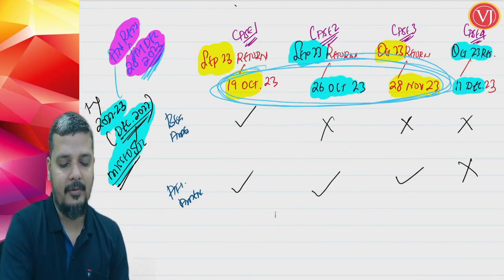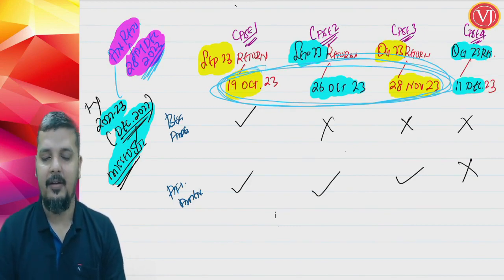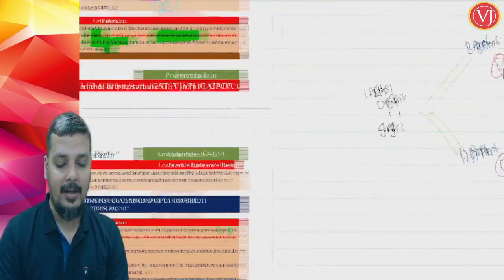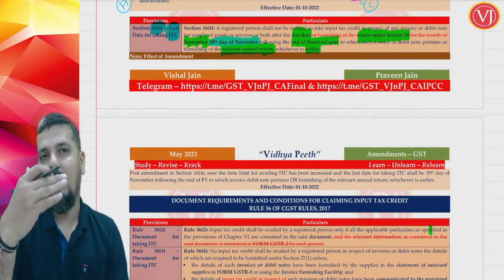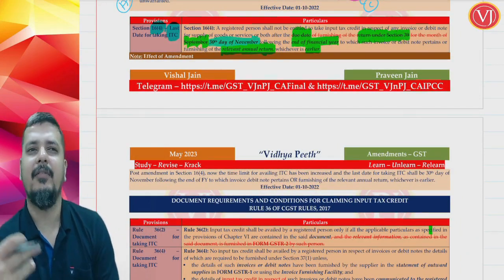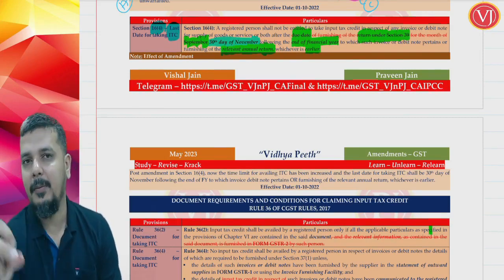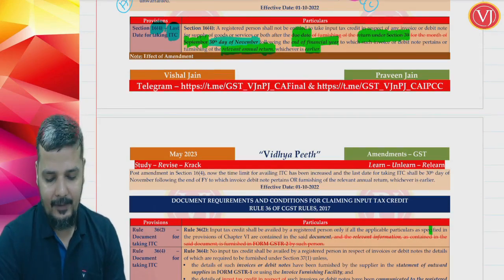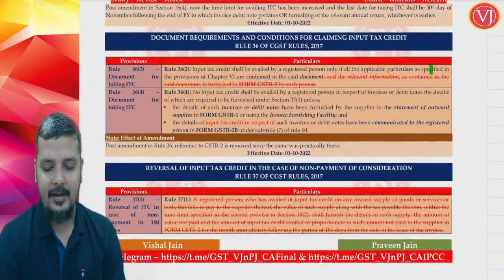I've just gone with an assumption that my annual return is filed very late, to just explain the effect of the amendment. So that is the impact of amendment with respect to your time limit. Time limit, section 16 subsection 4. In all the provisions you will find that there is an effective date, which is not important for your exams, but nevertheless you will find that for every provision there is an effective date from which this provision is being effective.